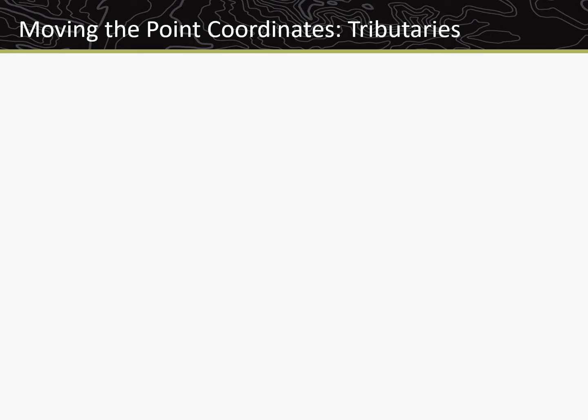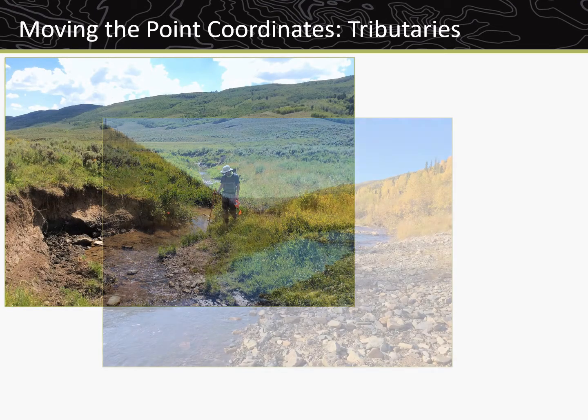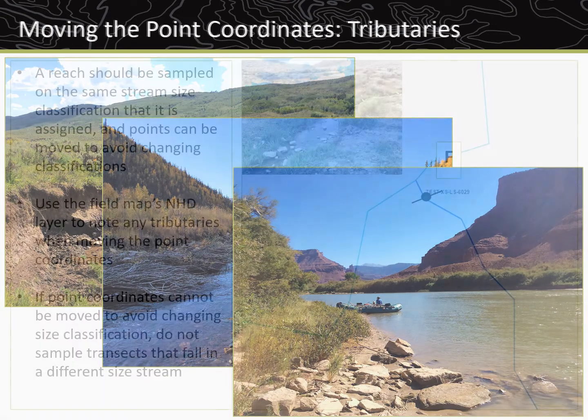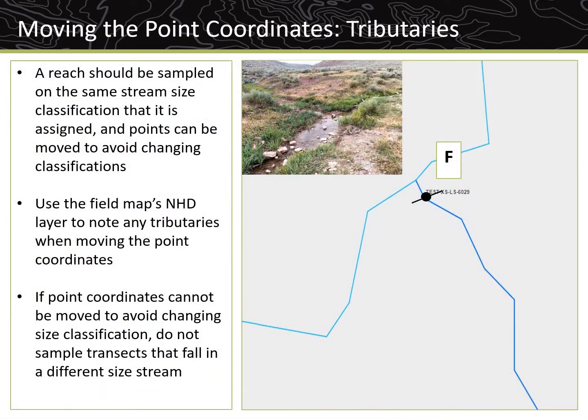As discussed in previous videos, Lotic AIM reaches are broken up into small streams, large streams, and rivers. It is important that a reach is sampled on the same stream size classification that it is assigned. A reach should be sampled on the same size stream classification that it is assigned, and points can be moved to avoid changing classifications. When setting up the reach or moving point coordinates, be sure to consult the field map's NHD layer for tributaries, whose inflow could cause stream size changes.